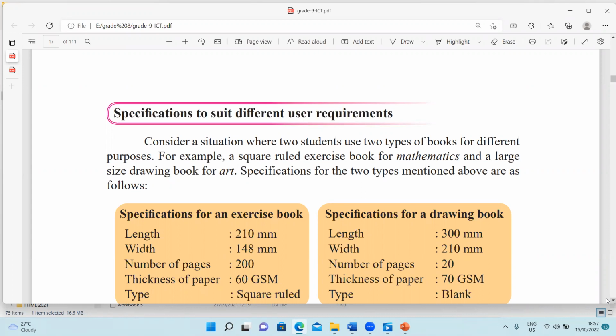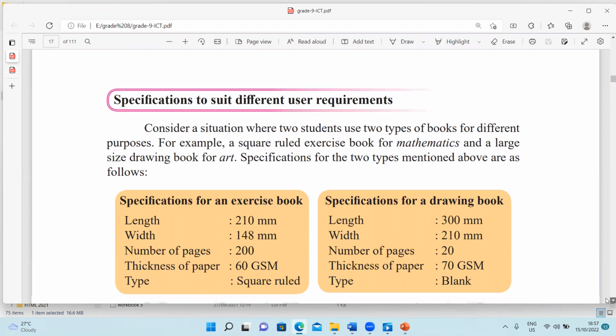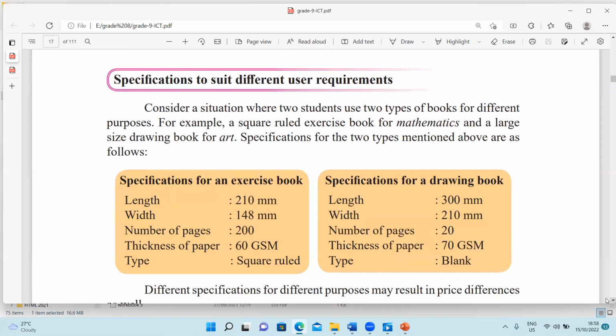The specifications for the types mentioned above are as follows. Length and width of the book: the square rule book is small, 200 pages, thickness 60 GSM, and square rule. But the drawing book consists of 70 GSM. That means the thickness is a little bit more than the normal square rule one, and the size of the book is bigger, and it is blank.